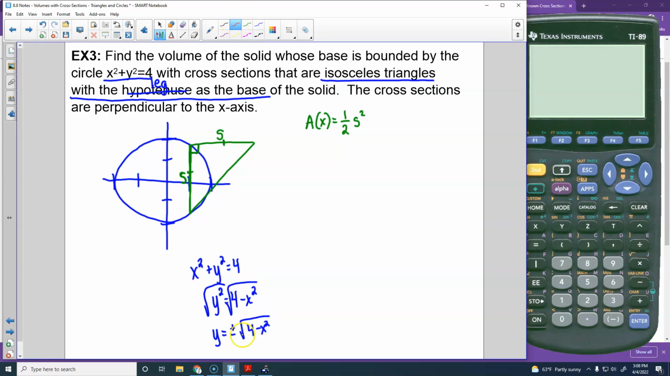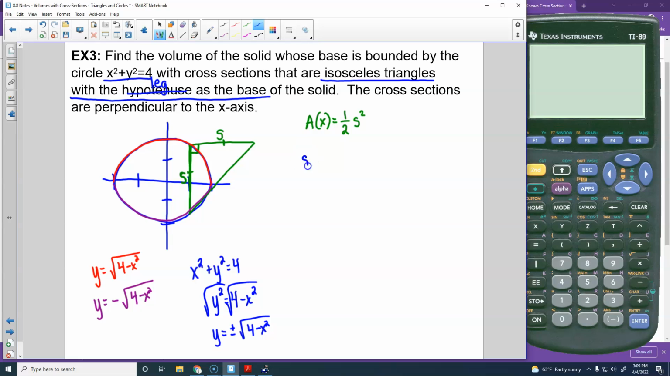What happens with that plus or minus is that it makes two equations. The y equals positive square root of 4 minus x squared. That's the top half of this circle. And then I'll use purple for this other one. Y equals negative square root of 4 minus x squared. That's the bottom half of this circle.